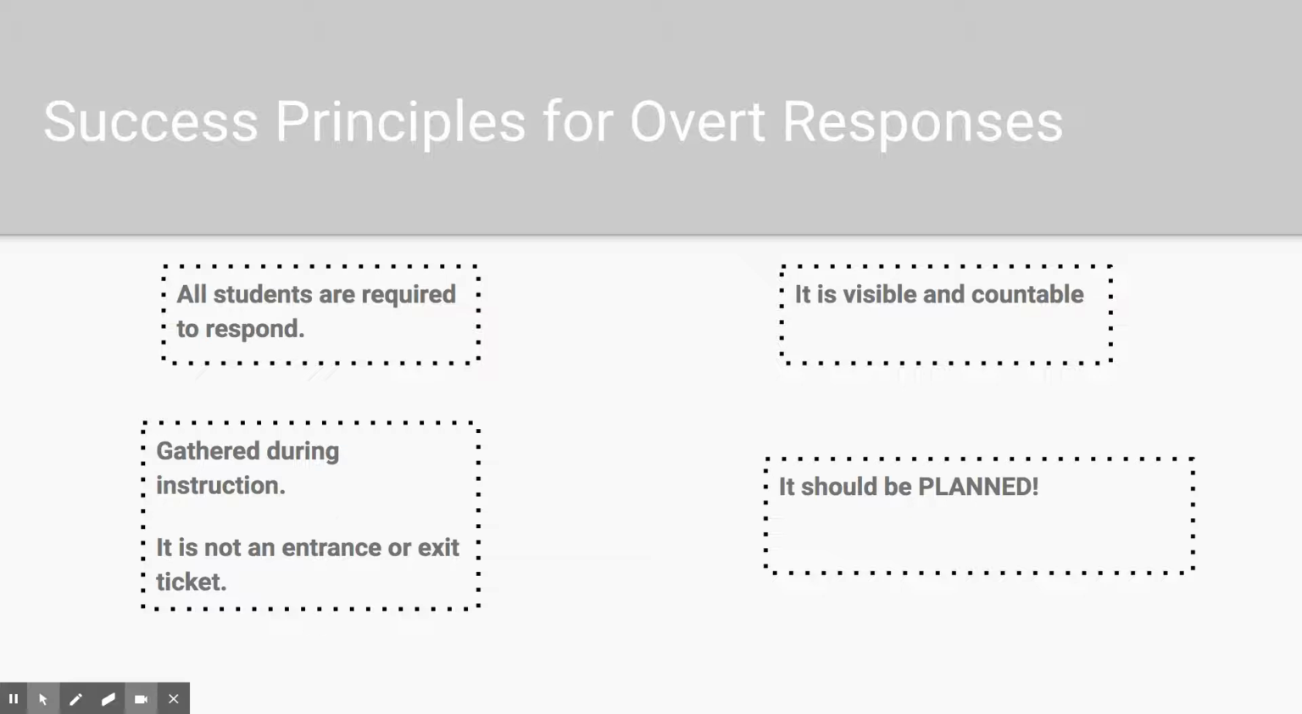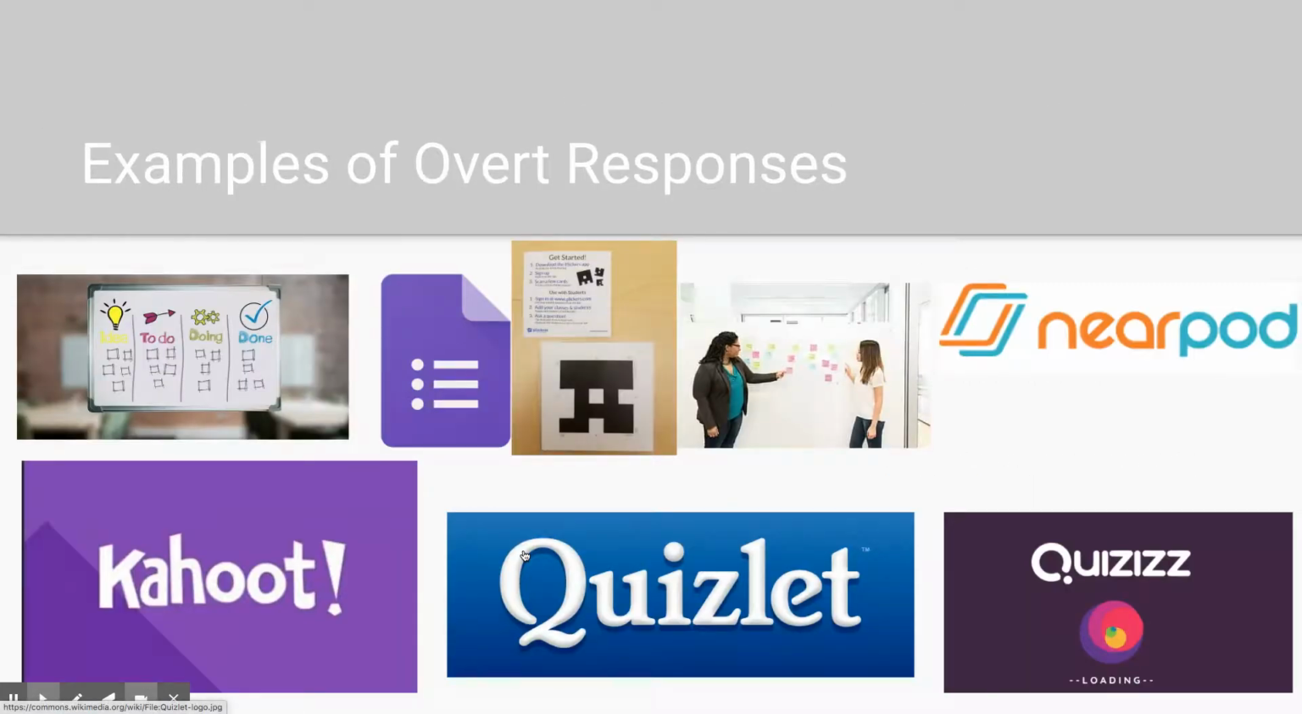Also, in your overt responses, is it visible and is it countable? Can you see it? Can you count it? And the fourth thing is, are these responses planned into the instruction? I think this is my favorite part of teaching, actually coming up with ways to gather overt responses within instruction. And here are just some examples of how to do it.